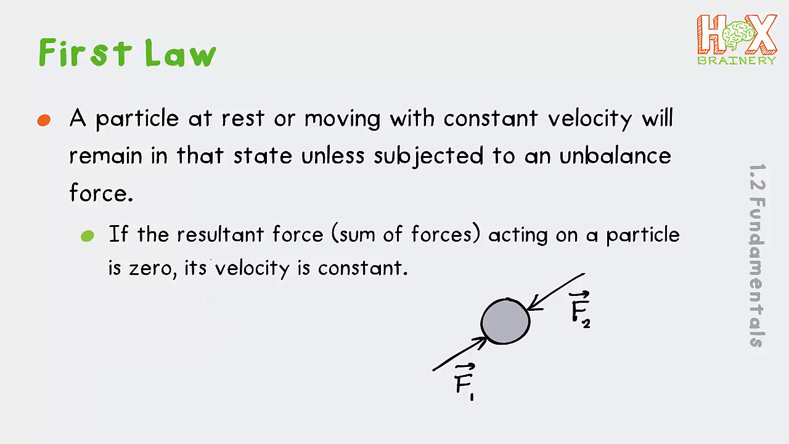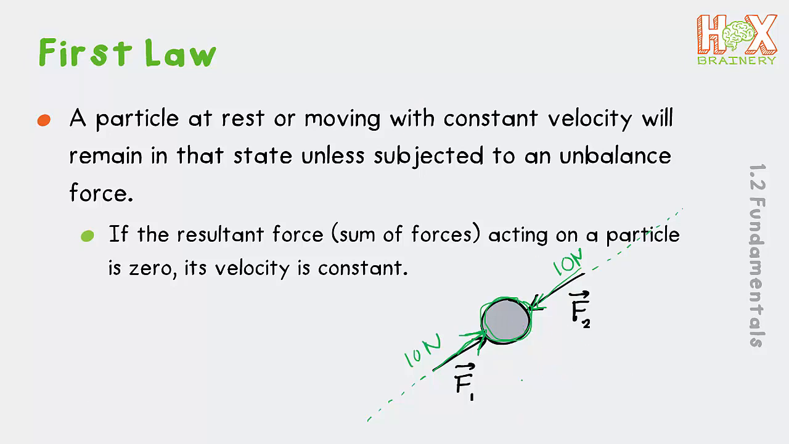If the resultant force, the sum of forces acting on a particle, is zero, its velocity is constant. So let's say we have this particle or body here. You have these two forces acting on it, F sub 1 and F sub 2, and maybe these forces are 10 newtons each. See how they have the same line of action and they have opposite direction? Well, what would be happening with this body or particle? It's probably at rest, right?